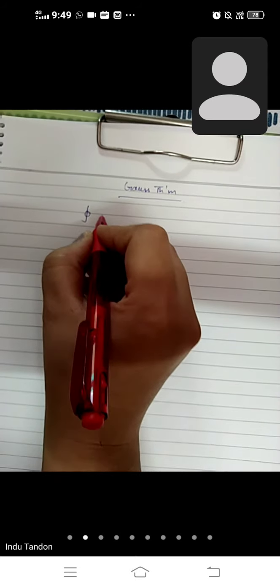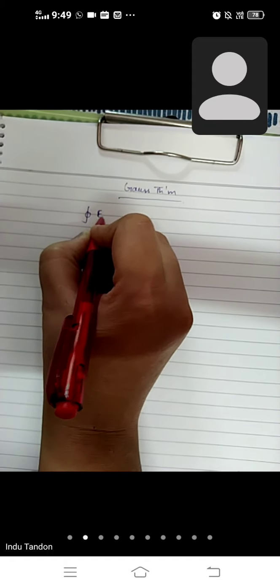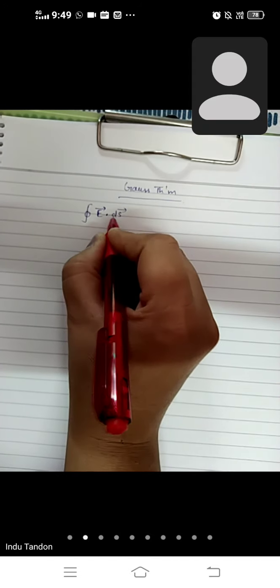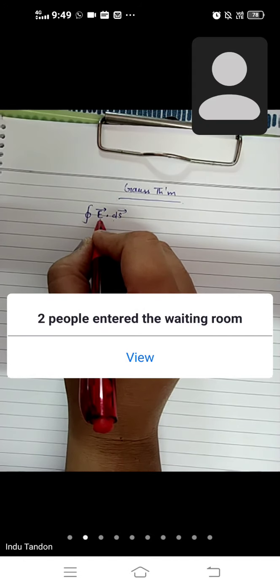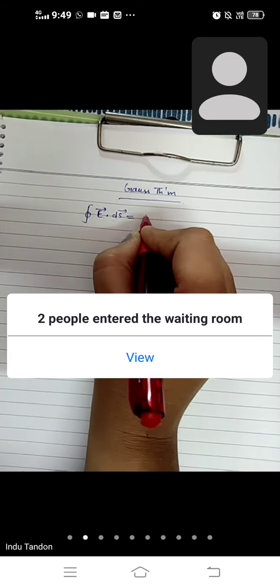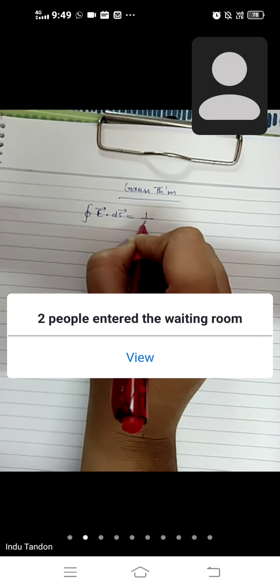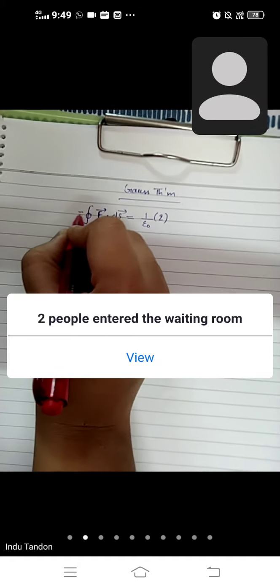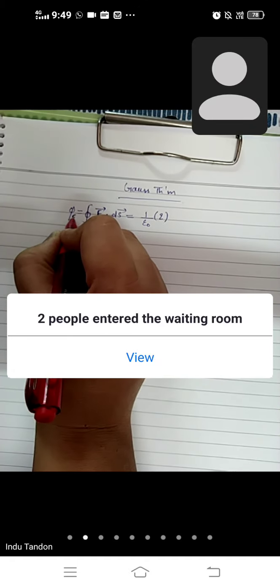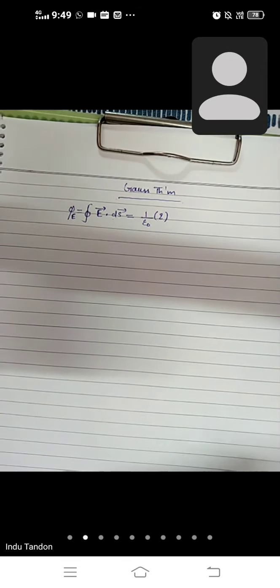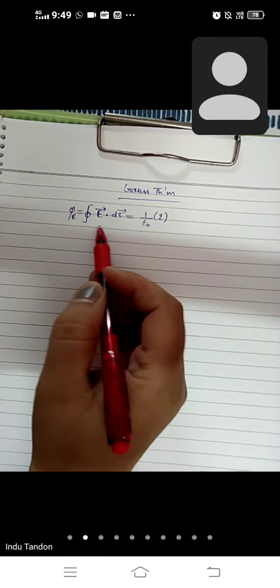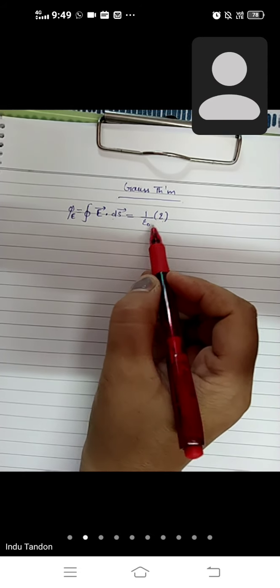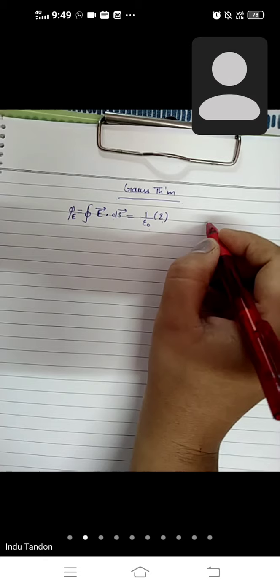Okay, now Gauss theorem. According to this theorem, the surface integral of electric field over a closed surface is 1 by epsilon naught times the charge enclosed by that surface. This is equal to phi e, the electric flux, or simply you can write phi, right? This is the charge enclosed by the surface when it is placed in air or vacuum.